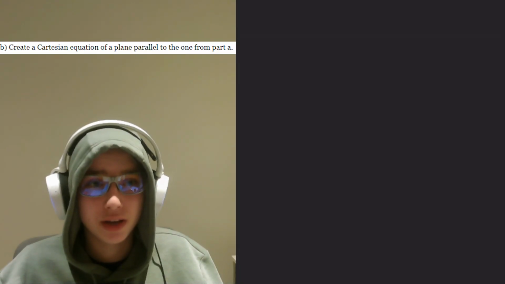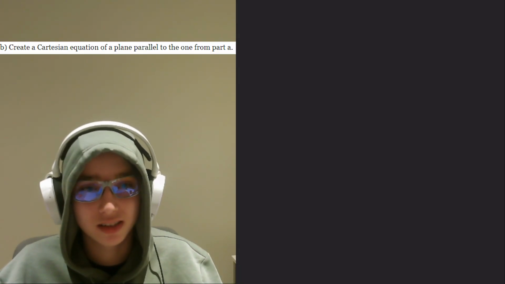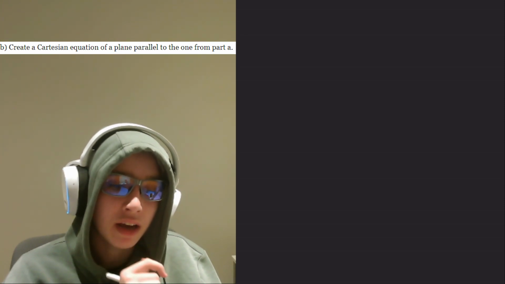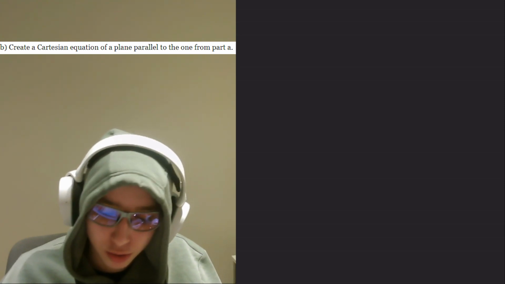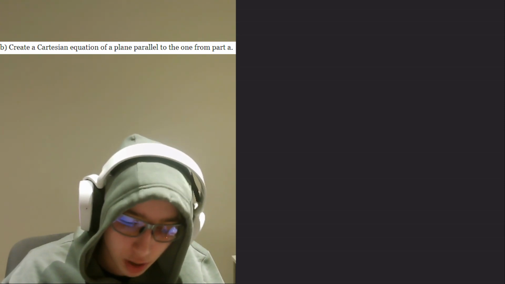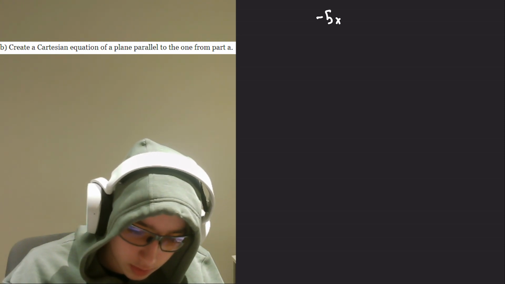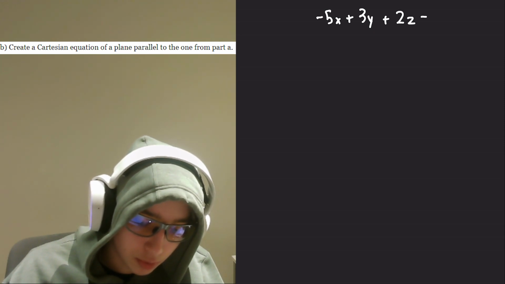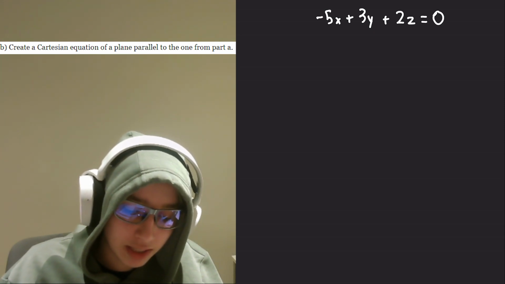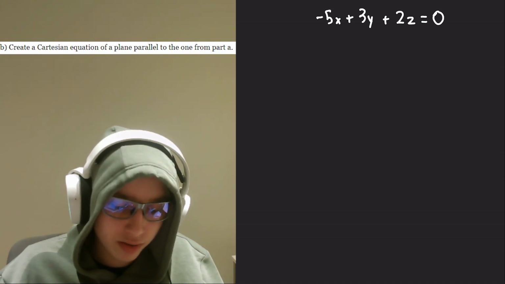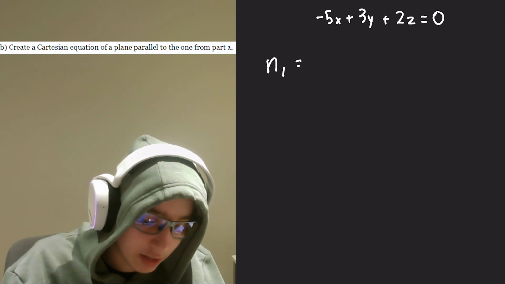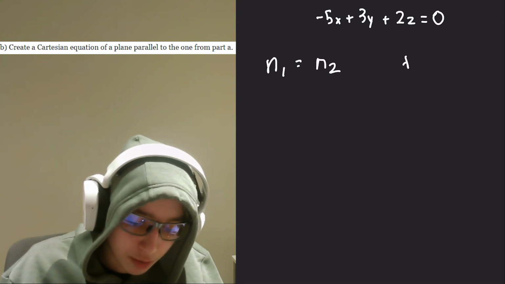Alright, moving on to question B, another really simple question, just requires a little bit of understanding here. So it asks us to create a Cartesian equation of a plane parallel to the one from part A. So if you guys don't recall, our Cartesian equation from part A was negative 5x plus 3y plus 2z is equal to 0. And in order for a plane to be parallel from another, the only thing that needs to change is the d value. Also, another way to describe this is that the normal vectors should be the same, but the d values should be different.